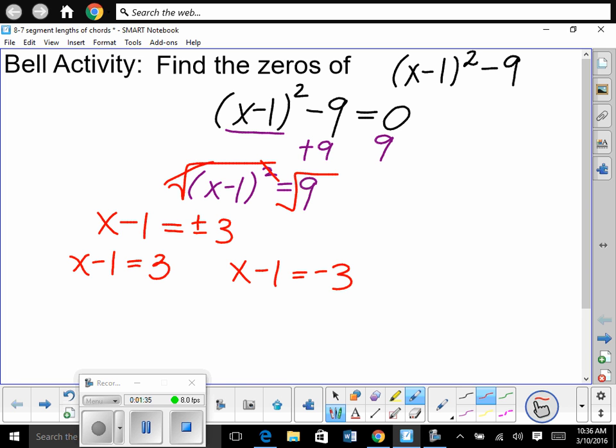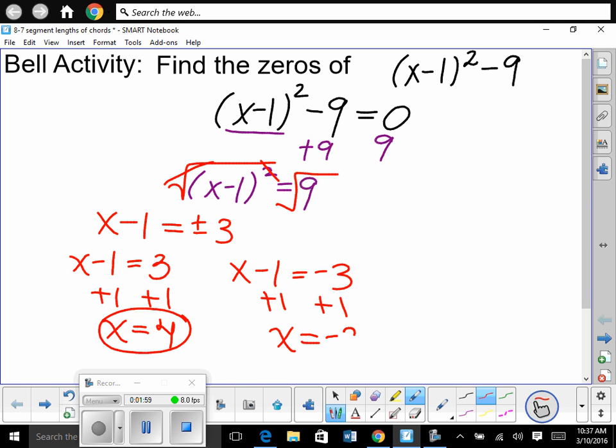Question. Why can't you add 3? Add 1, sorry. You can. That's what we're going to do now. So now to solve for x, won't we add 1? Okay. So we have x is equal to 3 plus 1, which is 4. There's one of our x-intercepts, and then we'll add 1 here as well, right? So x is equal to negative 3 plus 1, which is negative 2.